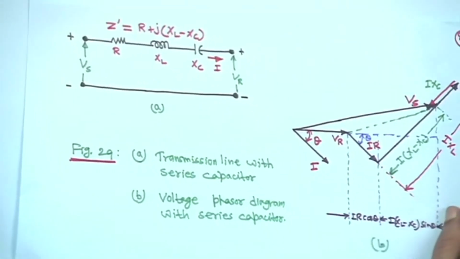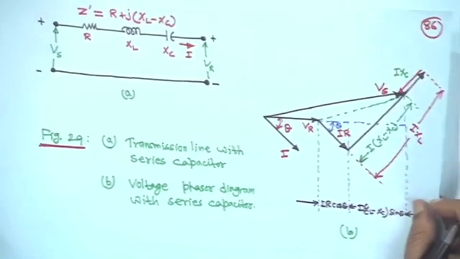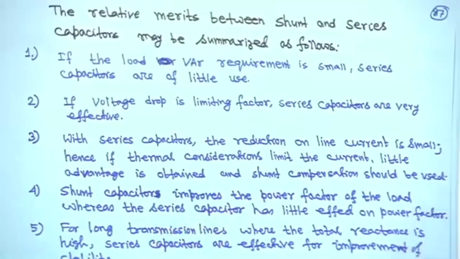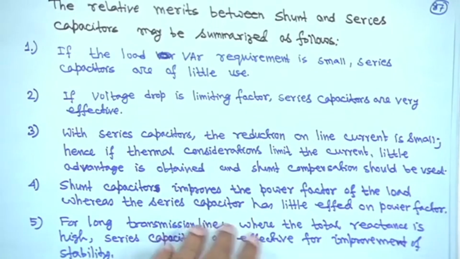So, next, the merits and demerits of using series and shunt capacitors, right. The relative merits between shunt and series capacitors may be summarized as follows. I have written a few points, but I will tell you something also. If the load var requirement is small, series capacitors are of little use, because there is actually no need if the load var requirement is very small. Now, if voltage drop is a limiting factor, series capacitors are very effective, because they reduce the voltage drop, XL minus XC. So, series capacitor improves the voltage, right.